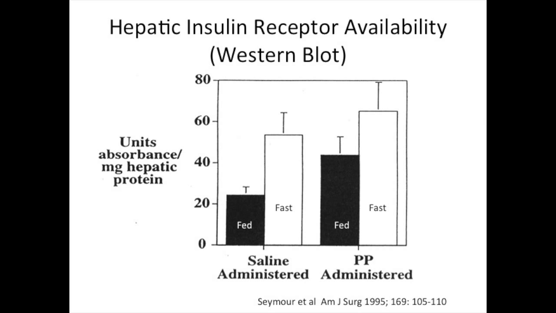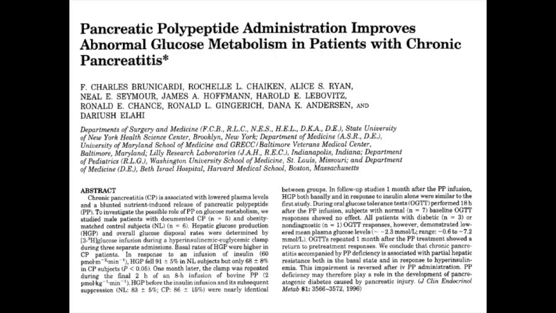He went on to do a number of other studies, including looking at insulin receptor, hepatic insulin receptor protein, and insulin receptor gene expression, and showed that these were under the regulation of pancreatic polypeptide. In PP deficient states, hepatic insulin receptor expression and production and availability on the hepatocyte membrane was deficient, and this could be corrected by PP administration.